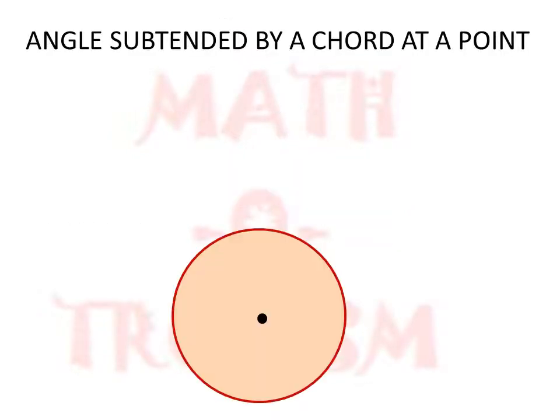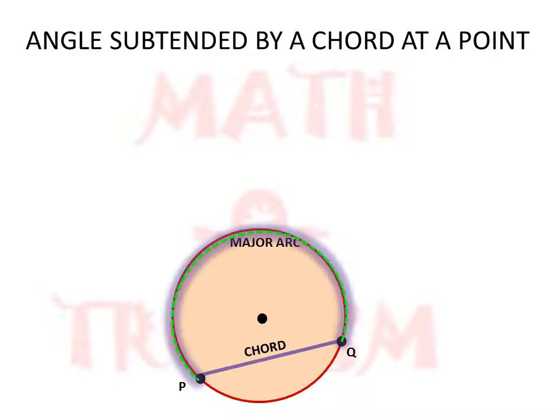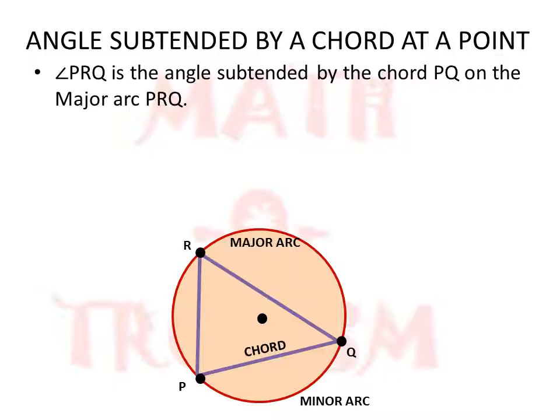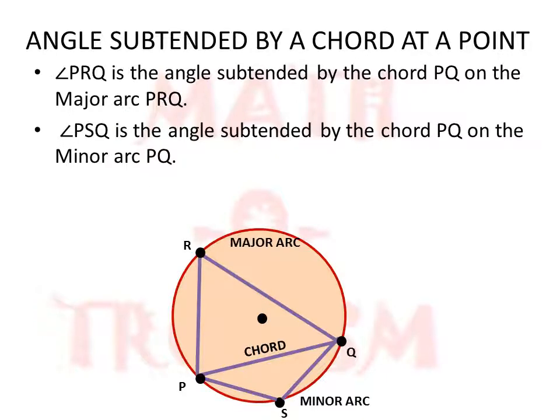So first, what we will be seeing is angles subtended by a chord at a point. Let us take PQ as a chord, where the chord is dividing the circle into a major arc and a minor arc. Let us consider that a point R is there on the major arc. When we join PR and RQ, then angle PRQ is the angle subtended by the chord PQ on the major arc PRQ. Similarly, if there is a point S on the minor arc, then angle PSQ is the angle subtended by the chord on the minor arc PQ.